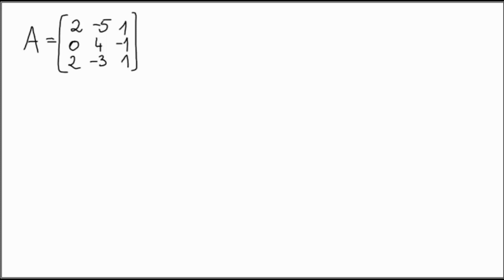Let's find the inverse of this 3 by 3 matrix given here. We're using the method of cofactors, so we're going to need a lot of determinants. First, the determinant of A.